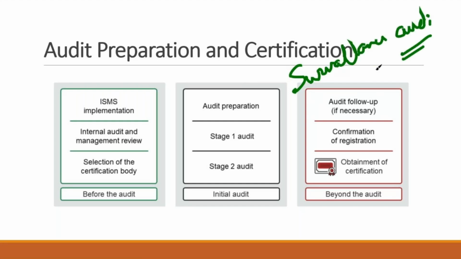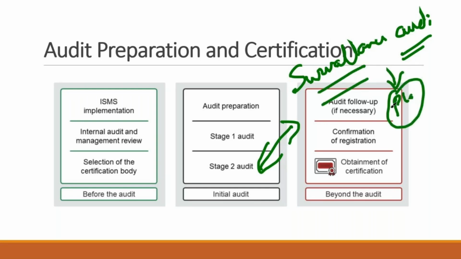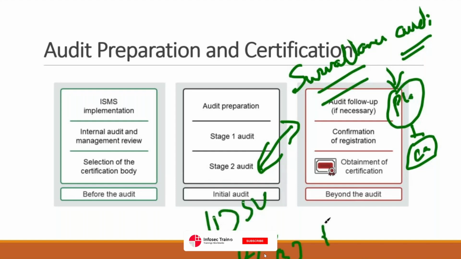Is there any difference between surveillance audit and stage 2 audit? No, it's the same. Just the name is different over here. After the certificate, we call it a surveillance audit. And this is again a planned audit. Okay, the plan will be submitted by the certification body, and every year this will happen. First year it will be the first surveillance audit. Second year it will be the second surveillance audit, and third year it will be a recertification audit.